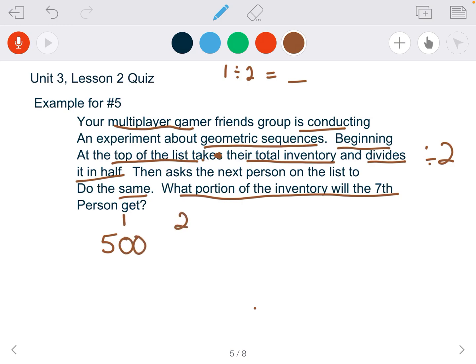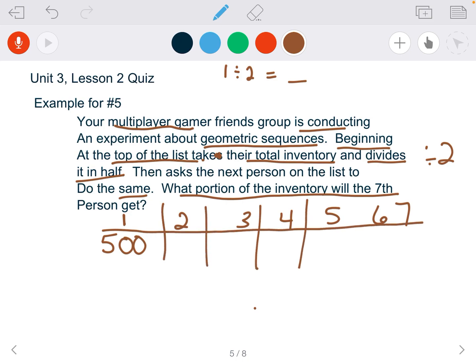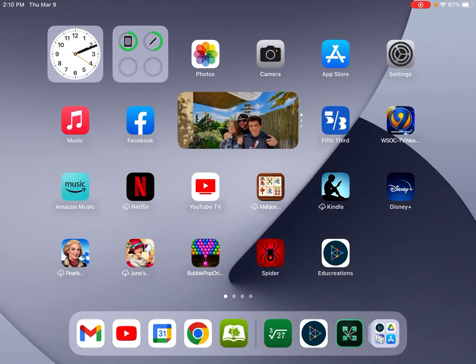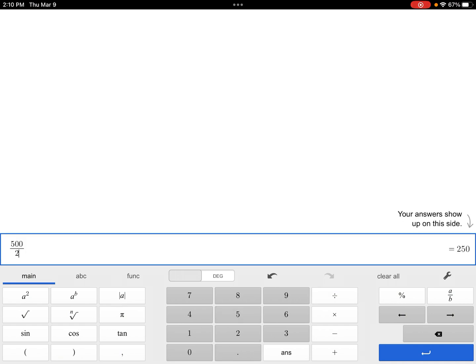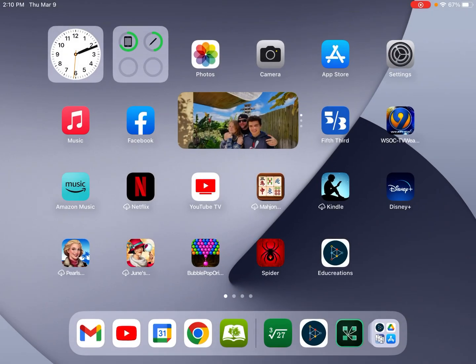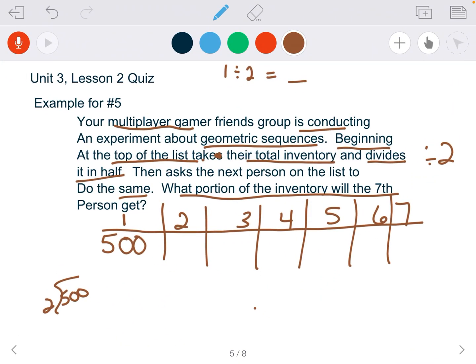I'm going to make a little table: 2, 3, 4, 5, 6, 7. So those are my players. And my rule is dividing the number by 2. So I take 500 and divide it by 2. And because we can use calculators, I'm going to save us a little bit of time. 500 divided by 2 is 250. So then on my problem here, this is going to be 250.